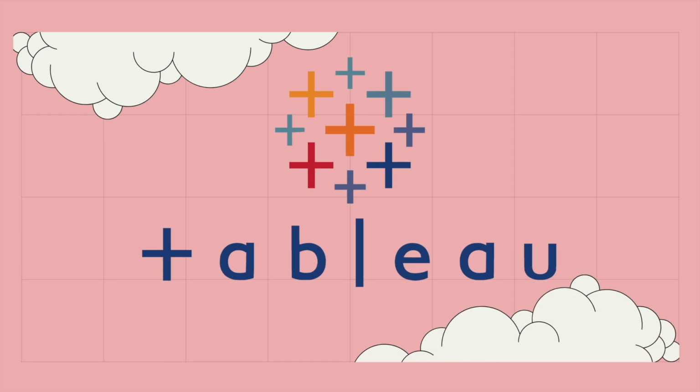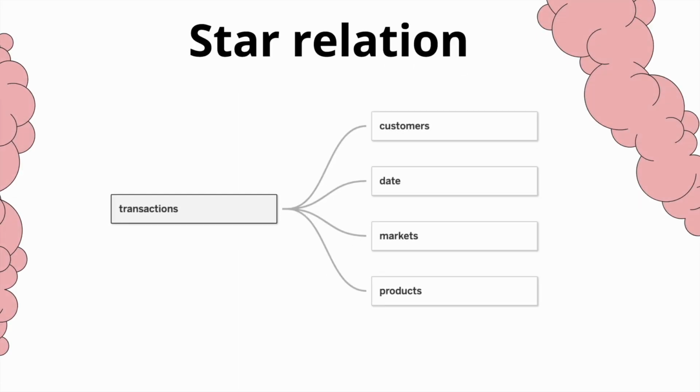But still, that didn't give us the profound analysis we wanted, so that's when we went to Tableau. First we did a star relation of each of our tables. We had the transactions table, the customers, the date, the markets, and the products. All of those, the customers, dates, markets, and products, were connected to the transactions, so it was really easy to do these relationships, so we could join all the tables.